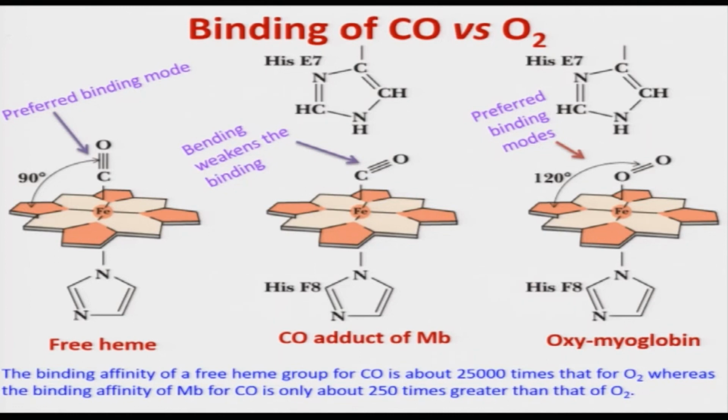In contrast, dioxygen always prefers to bind in an angular fashion. Indeed, this angular fashion is facilitated by this hydrogen bonding. The binding affinity of a free heme group for carbon monoxide is about 25,000 times that for O2, whereas the binding affinity of myoglobin for carbon monoxide is only about 250 times greater than that of oxygen because of this angular binding, and this is a weak binding mode for carbon monoxide.